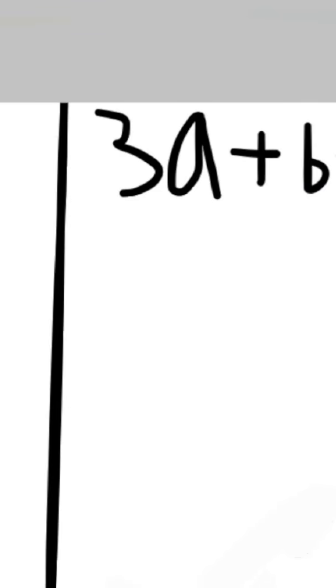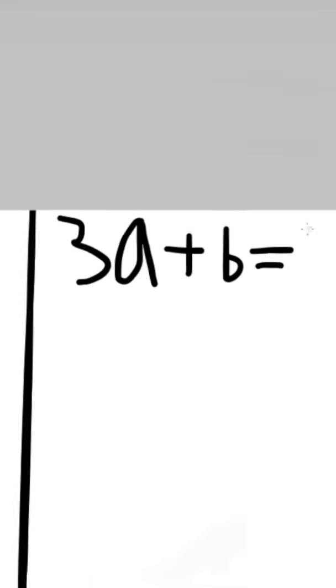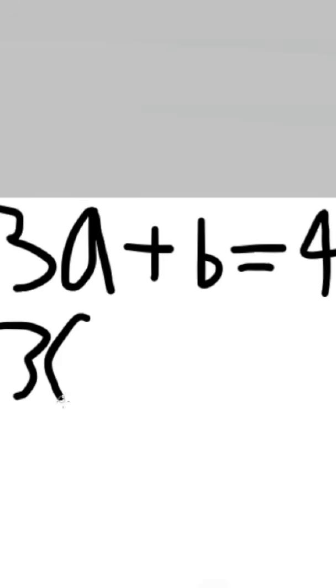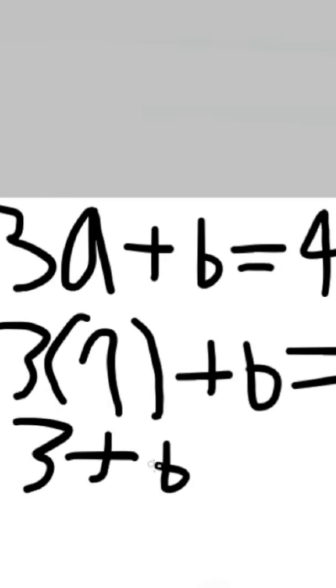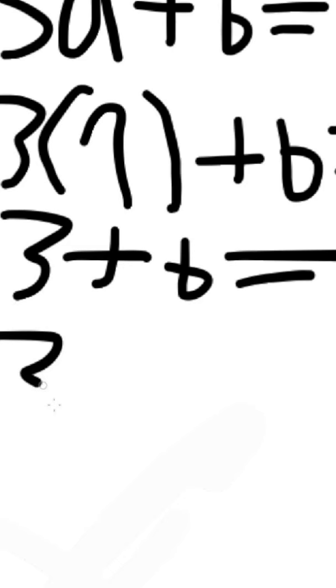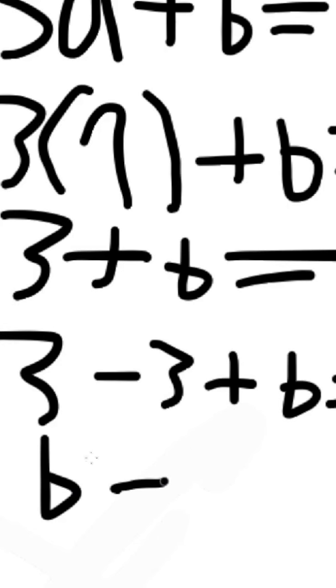Next one, solve for b. 3a plus b is equal to the first difference. As we see here, 4. And since we already have a, 3 times 1 plus b is equal to 4, or 3 plus b is equal to 4. Now, subtract 3 from both sides. Addition is commutative, so we're allowed to do this. And we get that b is equal to 1.